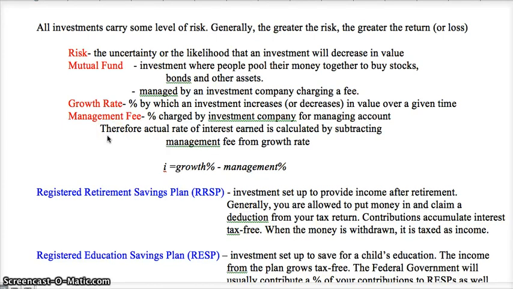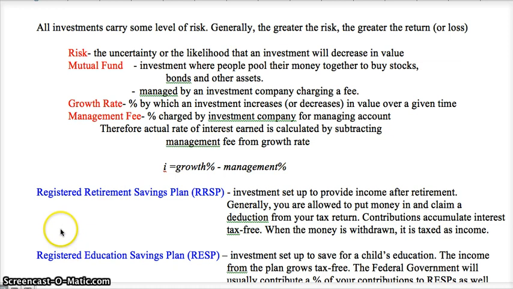Therefore, the actual rate of interest earned is calculated by subtracting the management fee from the growth rate. So your i will actually be the difference between the two. Okay, so you always want to end up having your growth percentage be more than your management fee.